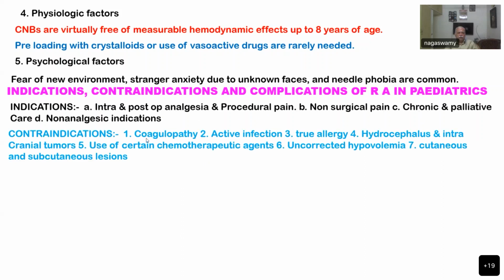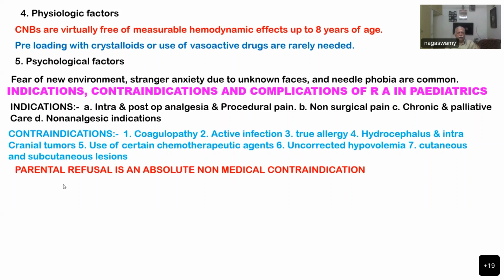So contraindications are coagulopathy, active infection, and true allergy. If a child has got features of hydrocephalus or intracranial tumors, you should not use neuraxial blockade. And the use of certain chemotherapeutic agents, uncorrected hypovolemia, or cutaneous or subcutaneous lesions are also contraindications for regional technique. And parental refusal is an absolute non-medical contraindication. This is a very, very important factor.